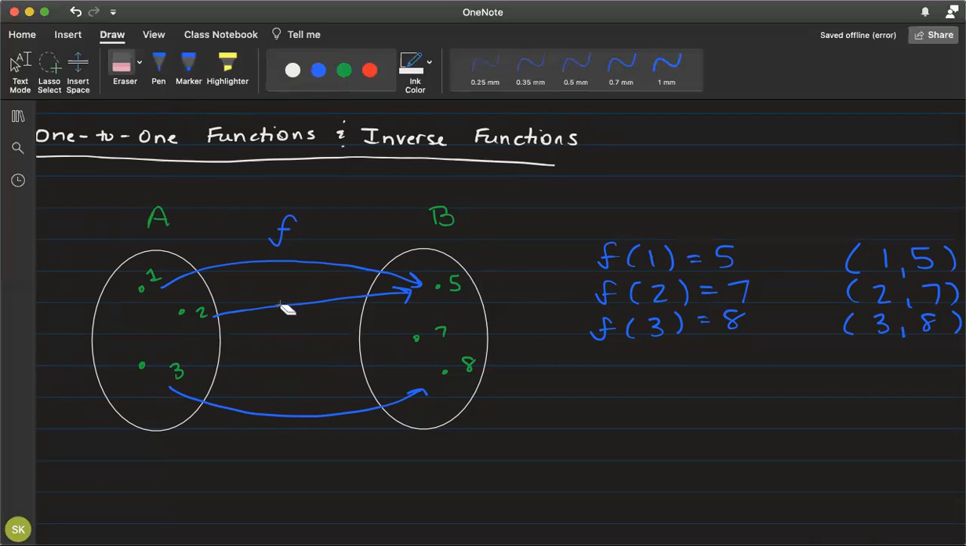But if we have a function where every element in A is sent to one element in B, and we don't repeat elements in B, like this function here where 1 is going to 5, 2 is going to 7, and 3 is going to 8, we're not sending any of these numbers to the same number in set B. This is called a one-to-one function. Let's write this definition down.